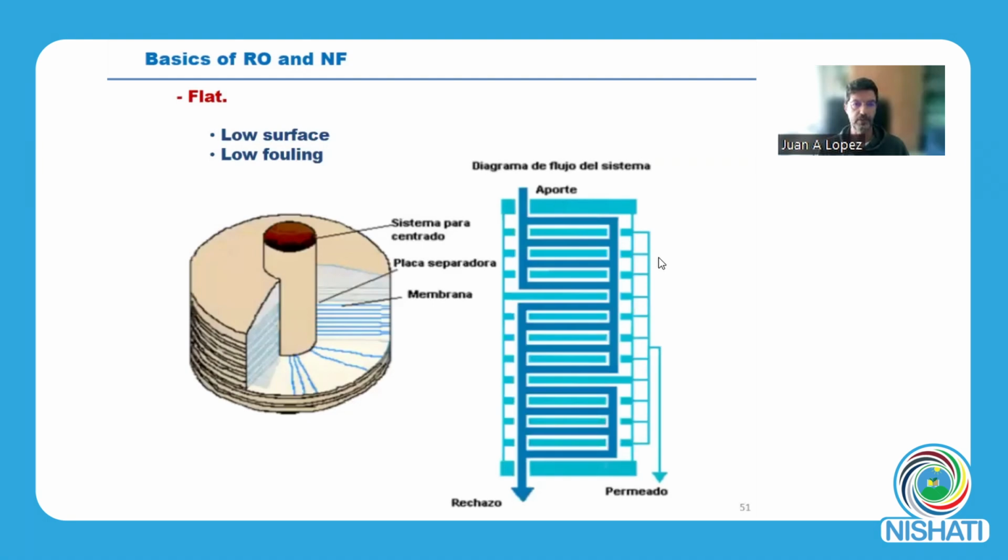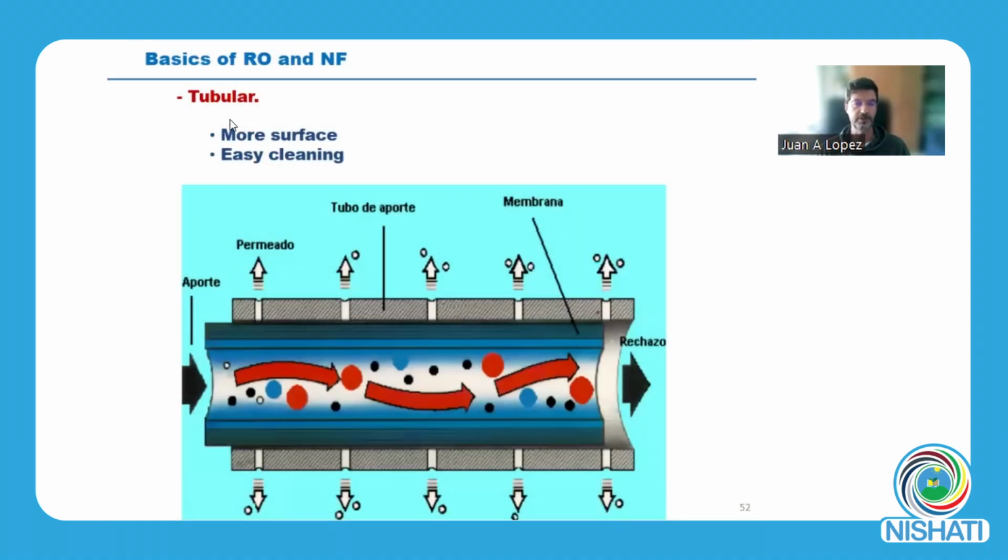So we have different configurations of membranes: the flat, the tubular, the spiral, and the hollow fiber. Let's see them very quickly because I'm consuming almost my time. We have the flat membrane. This is only for very special applications, for treating, for instance, leachates from landfills. This is very polluted water, so it is only used for very dirty waters. It's not used too much.